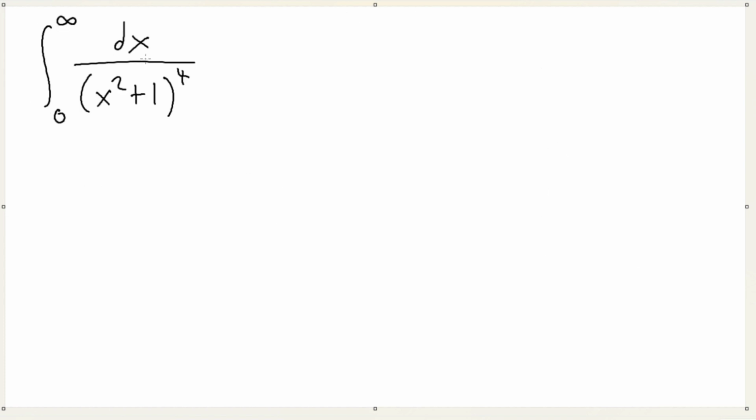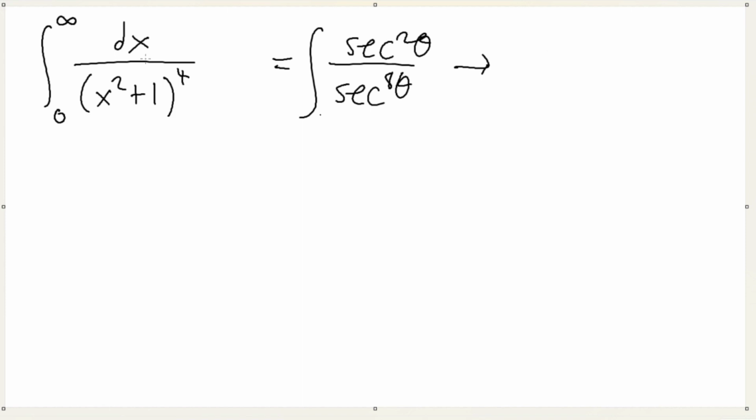Usually, most people would just do trig sub. Let x equal tangent theta and dive right into it. If you try doing trig sub, what would that look like? Because I'm curious. We get secant squared theta, which gives you, from 0 to pi over 2.